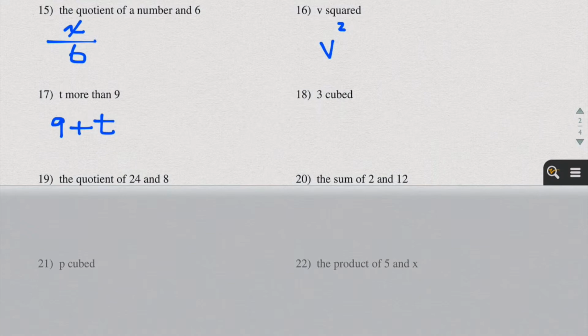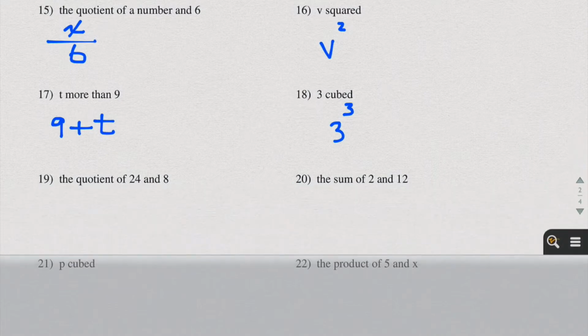So we have that 3, and then cubed is to the third power. Okay, number 19. The quotient of 24 and 8. Again, quotient is a division, and the 24 came first, so we're going to put 24 over 8.